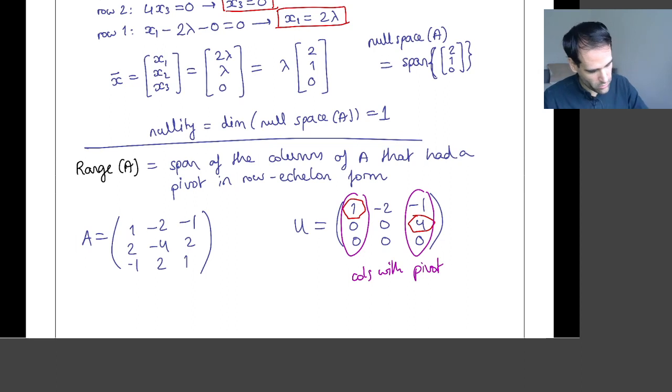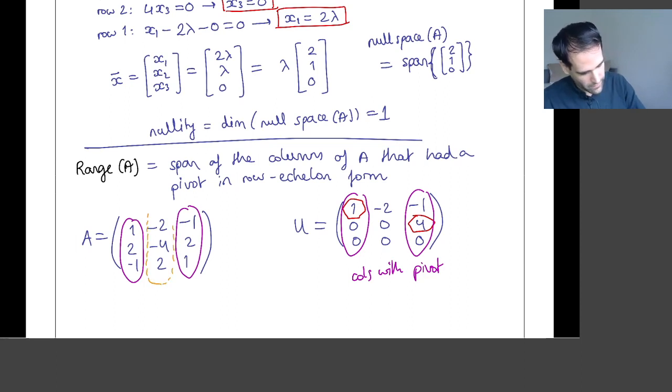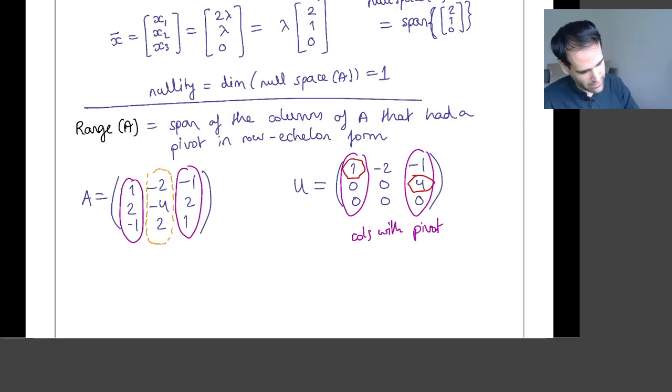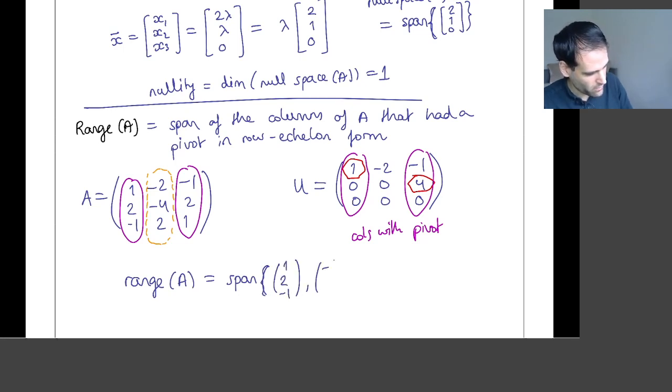Therefore, we know that these two columns are linearly independent. And actually, we know that this column here is a linear combination of the other two columns. Okay? So, knowing that, we know that the range of A is equal to the span of the columns that are linearly independent of one another, which is this column and this column here. Okay, and that's the simplest way of finding the range.